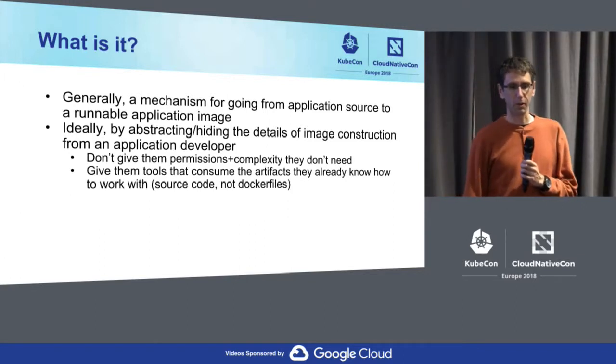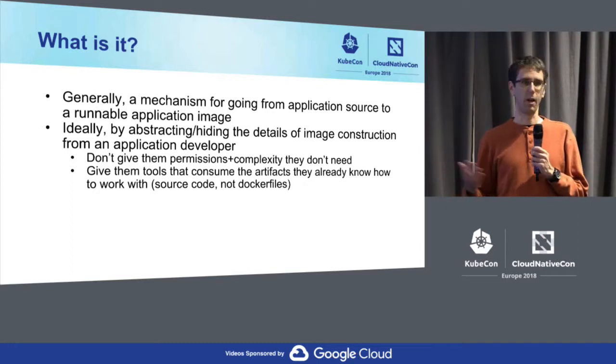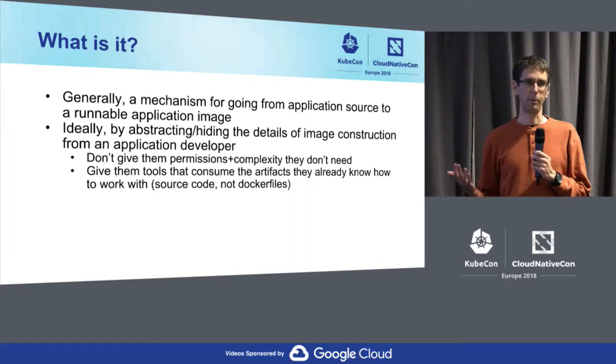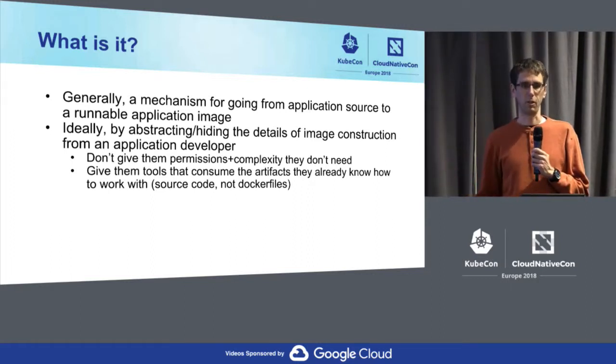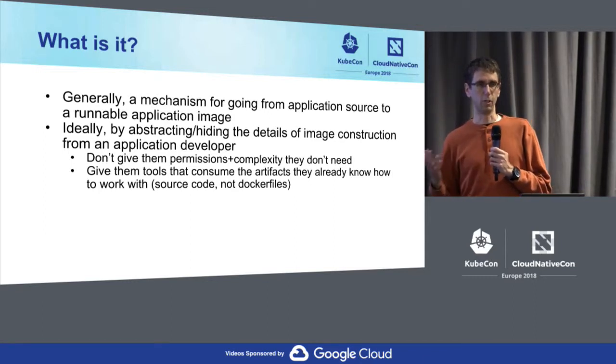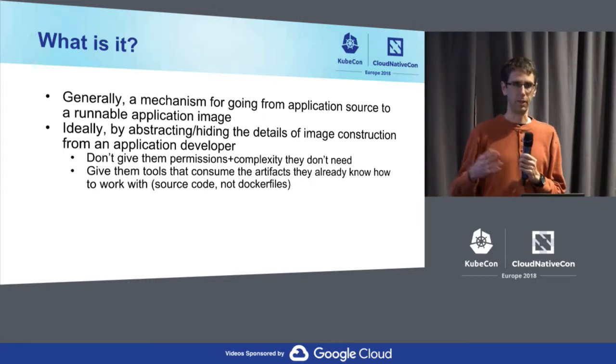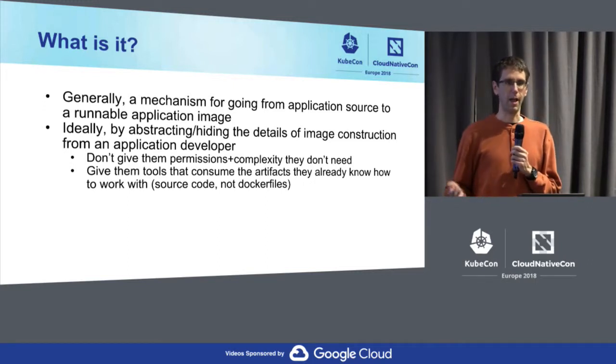So what do we mean when we talk about source to image? In general, we're talking about just a way to go from I've got my source code in a repository somewhere and I need to turn it into a runnable application image, probably because I want to run it on Kubernetes. So I've got a bunch of source code. How do I make that into an artifact that I can run on my cluster? And then more ideally, we want to do that by hiding the details that are going on when you're constructing the image. So when you write a Dockerfile, you're exposed to some pretty ugly details of what it means to construct an image.